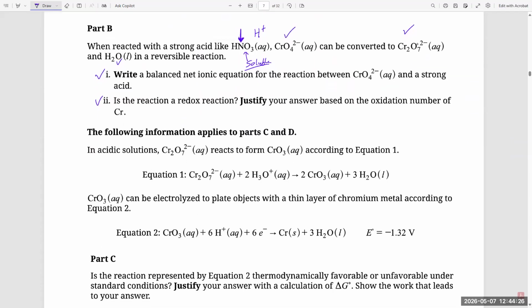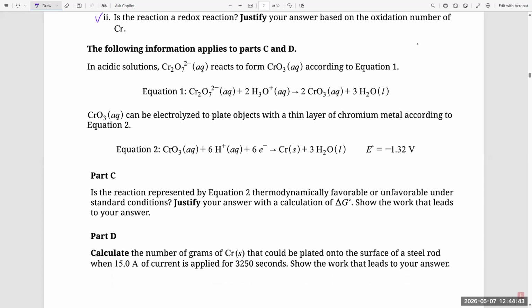The following information applies to parts C and D. In acidic solutions, dichromate reacts to form chromium trioxide. No, that's not it. Chromium 3 oxide, sorry, according to equation 1. No, it's not chromium 3. It's not important. CrO3 would be what? Let's see, there'll be minus 2, 6, right? It's chromium 6, right? Chromium 6 oxide. Anyway, it doesn't matter.